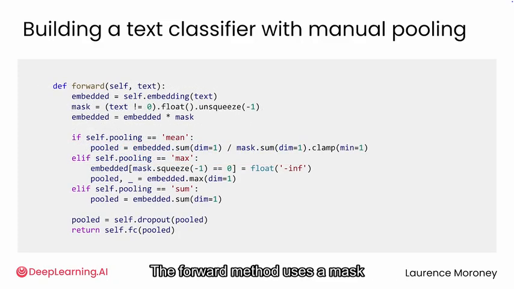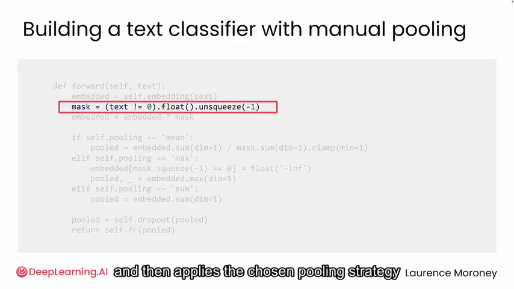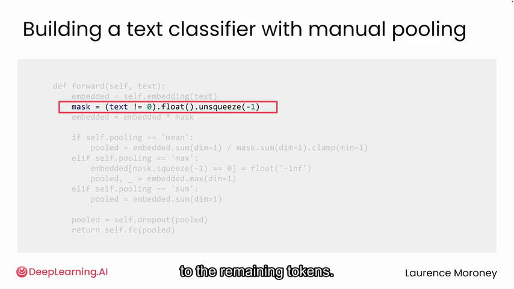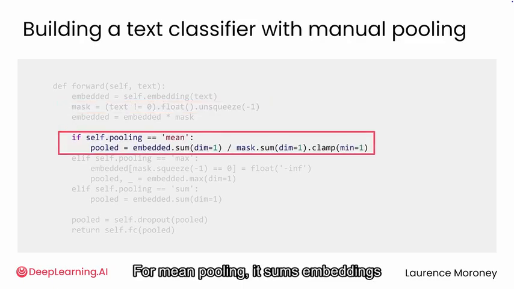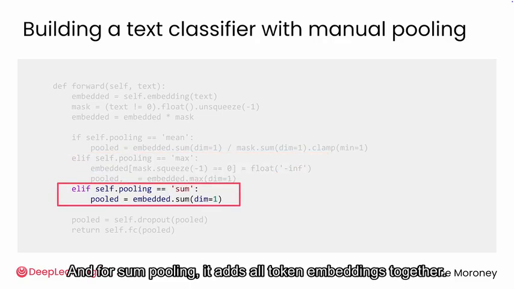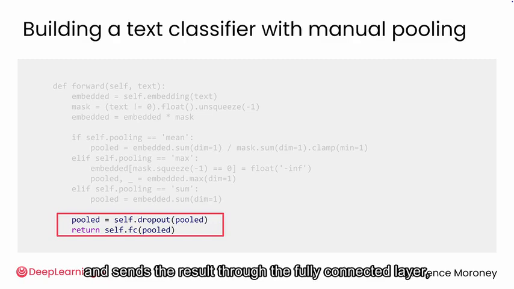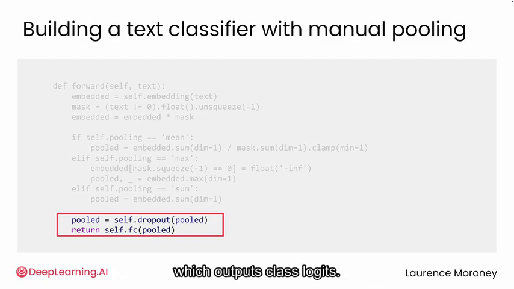The forward method uses a mask to filter out the padding tokens and then applies the chosen pooling strategy to the remaining tokens. For mean pooling, it sums embeddings and divides by the valid token count. For max pooling, it identifies the element-wise maximum, and for sum pooling, it adds all token embeddings together. After pooling, the model applies dropout and sends the result through the fully connected layer, which outputs class logits.